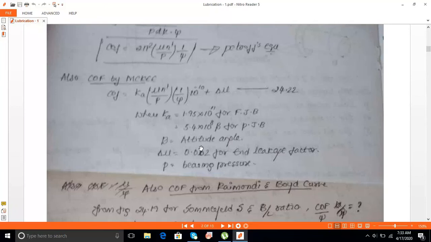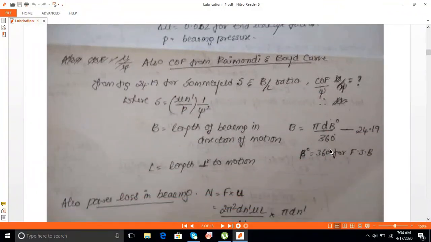Beta is the attitude angle. This beta refers to a full journal bearing or a partial journal bearing. If it is a full journal bearing, beta is equal to 360 degrees, and if it is a partial bearing, it is whatever angle they have given, either 120 or 60. Delta mu is equal to 0.002 for the end leakage factor. P is the bearing pressure.